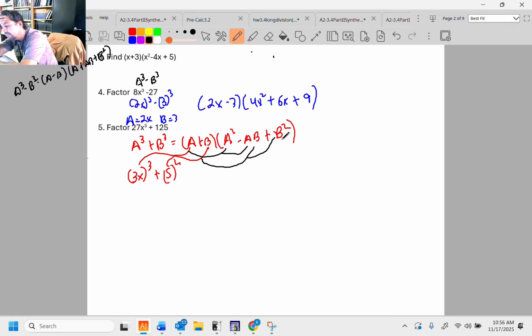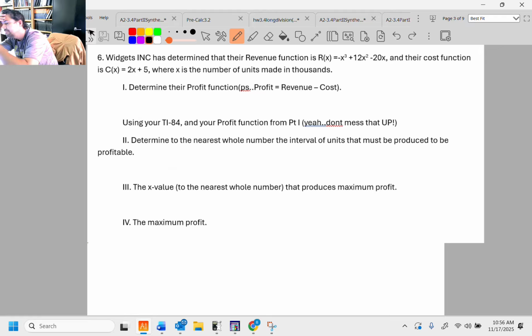I'm just going to plug in, kids. 3x plus 5. If you take a 3 times 3, you get a 9. You take an x times an x, you get an x squared. 3 times 5 is 15. Minus because there's a minus. Plus because there's a plus. 5 times 5 is 25 because we're squaring. Easy peasy again. This stuff ain't hard.